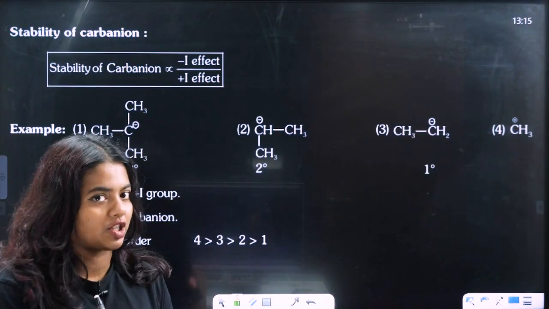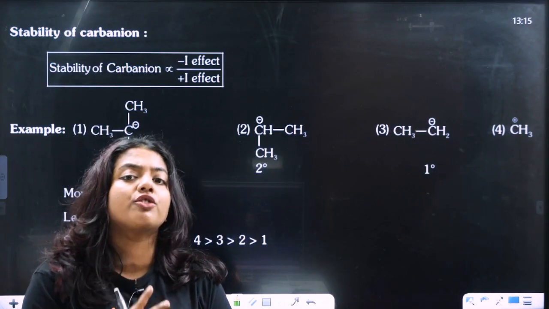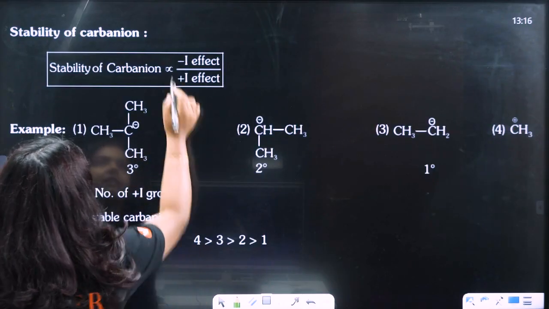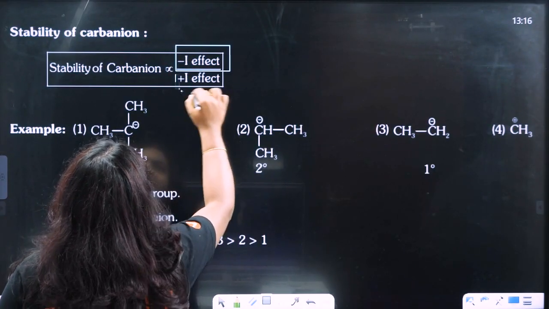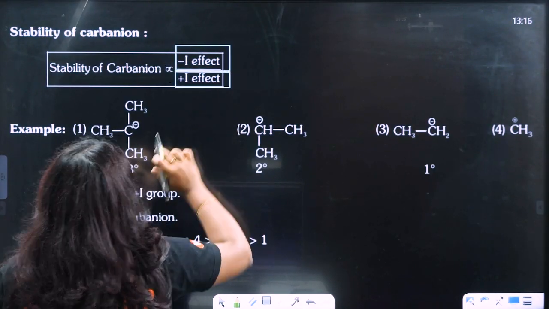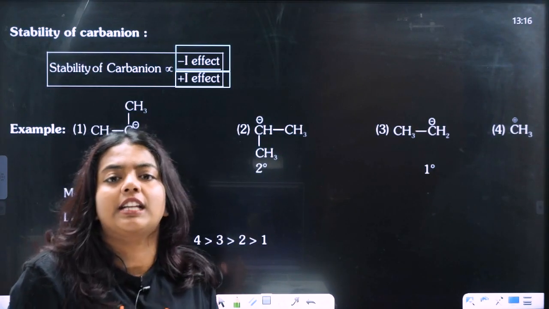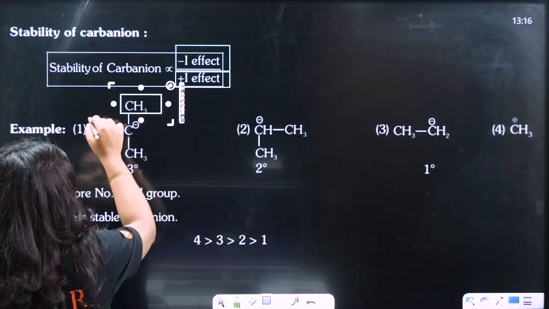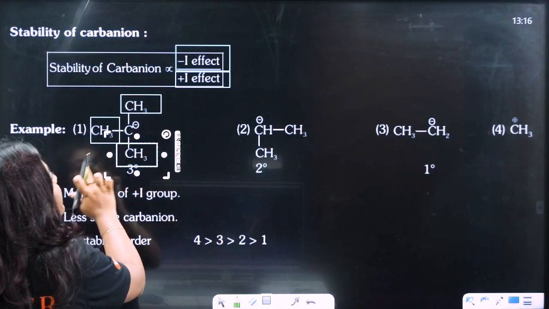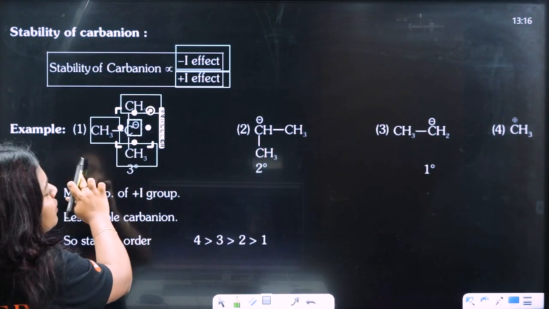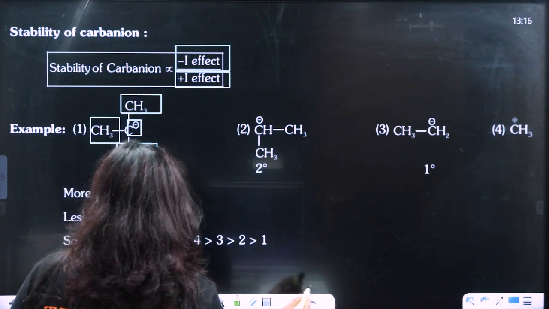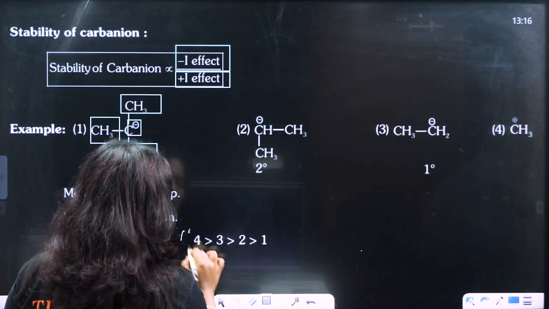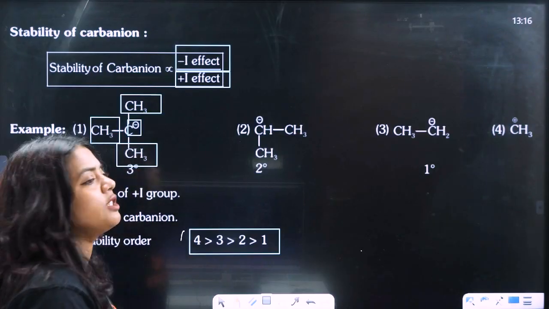In the carbocation there was a positive charge and the plus I effect. In the carbanion there is a negative charge and the minus I effect. So that will be stabilized by the minus I effect and destabilized by the plus I effect. The minus I effect stabilizes, and what destabilizes is the plus I effect. So what will the stability order be? These are all plus I, so this will be the least one. The stability order will be 4 is greater than 3 is greater than 2 is greater than 1.